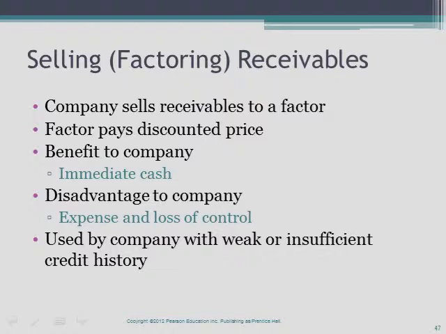For these reasons, factoring is often not used by companies who have other less costly means to raise that cash, such as short-term borrowing from banks. Factoring may be used by startup companies with insufficient credit history to obtain loans at a reasonable cost, by companies with weak credit history, or by companies that are already saddled with a significant amount of debt.